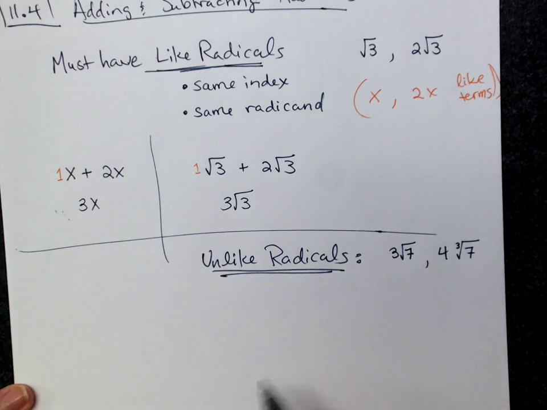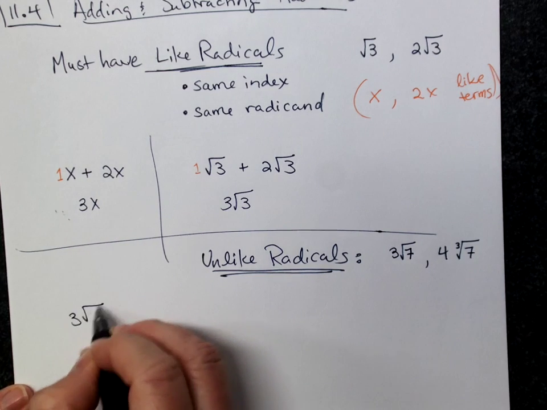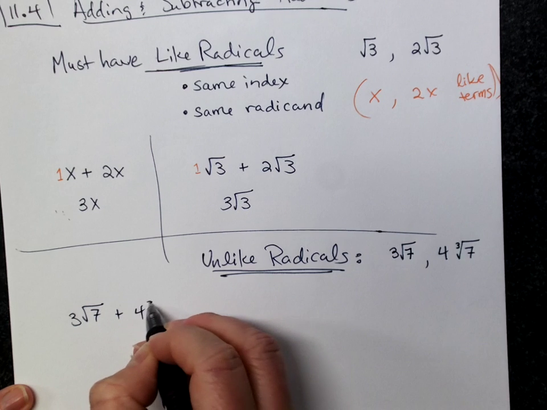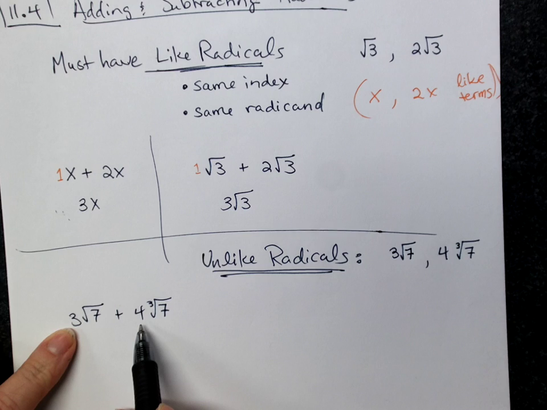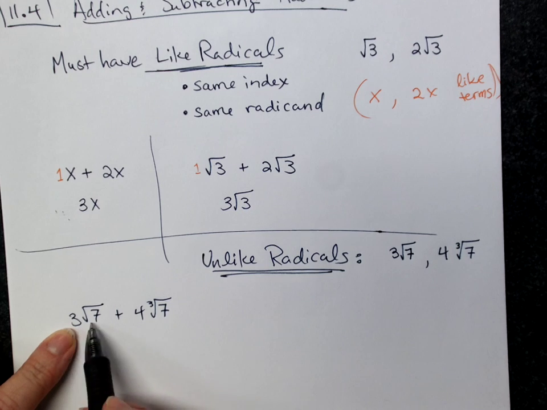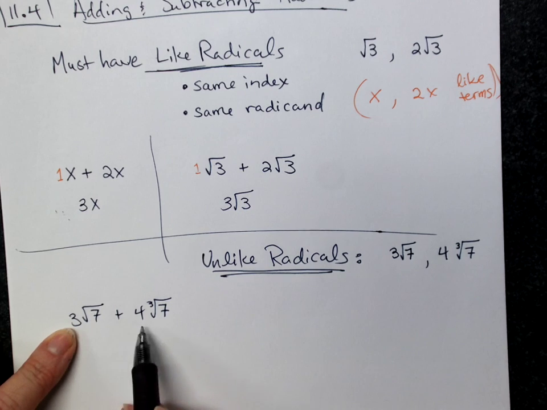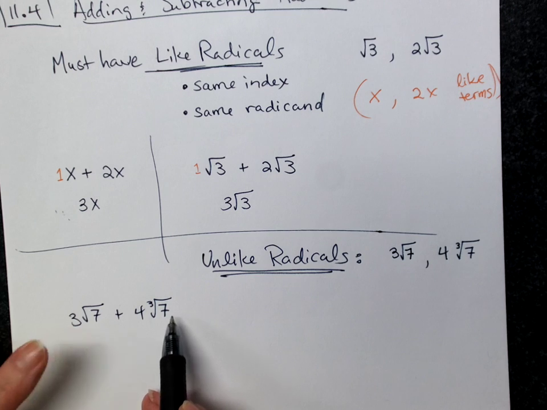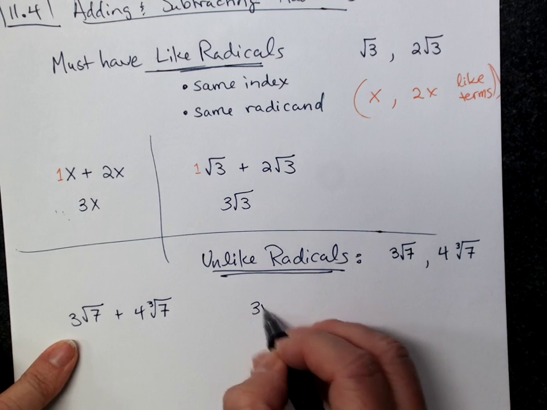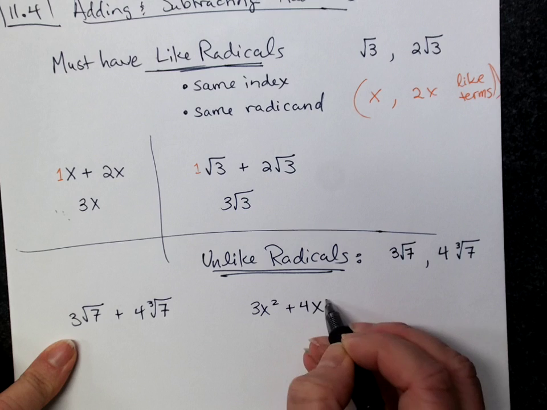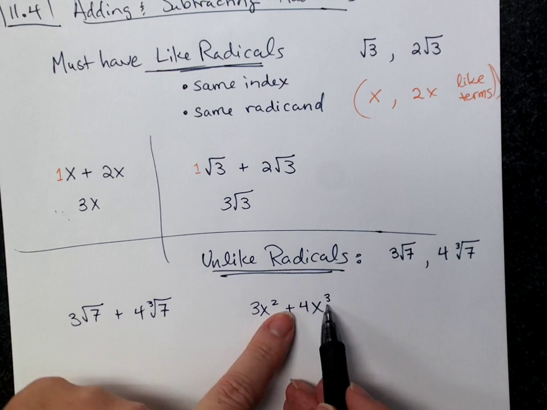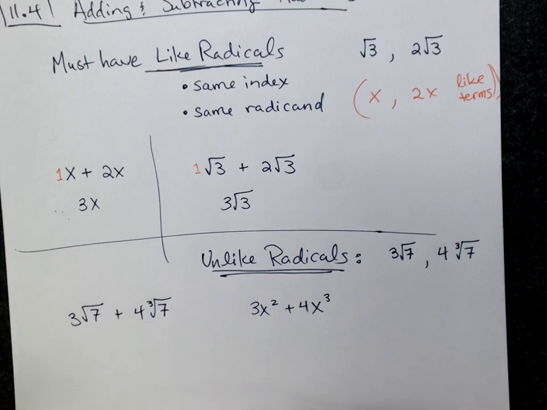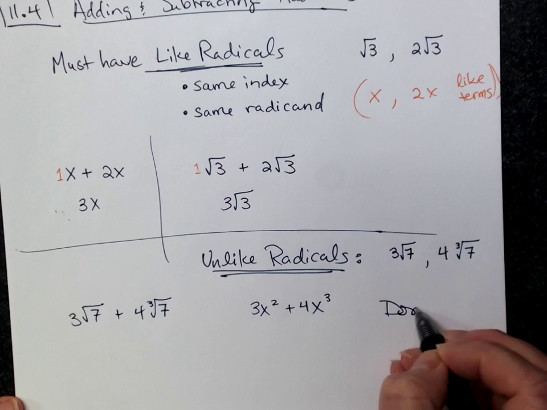If you were asked to put 3 radical 7 plus 4 cube root of 7, you would not add 3 plus 4 to make 7. Because this would be like 3x squared plus 4x cubed. Unlike terms. Same base, 7, but different exponent, different indices. And you'd walk away. You're done. So these would be done. Both of these.